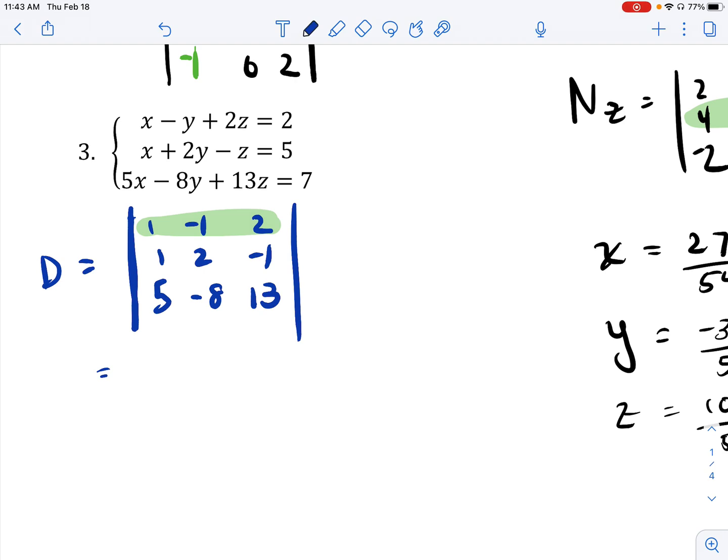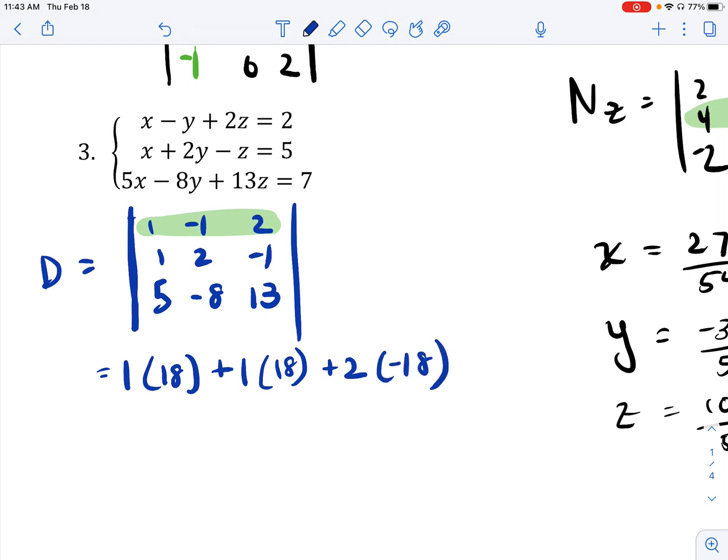And then that would give me what? 1 times, that gives me 26 minus 8, that's 18, plus, I'm going to say plus here because I'm subtracting a negative 1. So plus 1 times, ignore that column and row, that's 13 minus negative 5, so that's positive 18. And then plus 2, which then I would take negative 8 minus 10, that's negative 18.